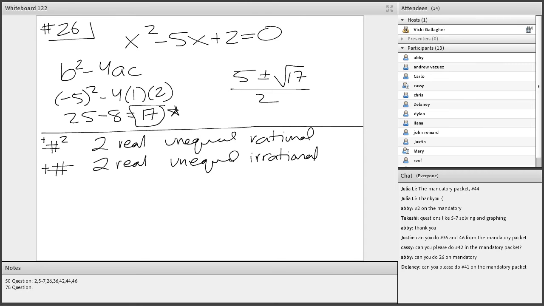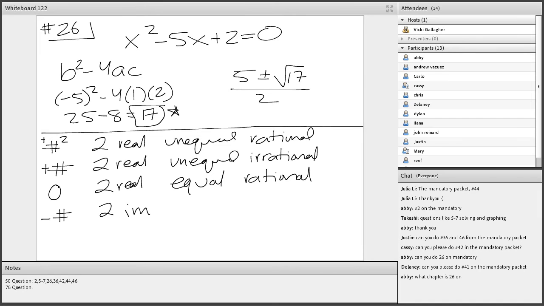The other 2 phrases, just in case they show up on tomorrow's final: if you literally get a discriminant of the number 0, then you can say 2 real equal, and this is the only time you'll use the word equal, and it's rational because we do know the square root of 0. It is 0. And then finally, if you get any negative number in the whole entire world, then you get 2 imaginary answers, because then we'd be square rooting a negative.